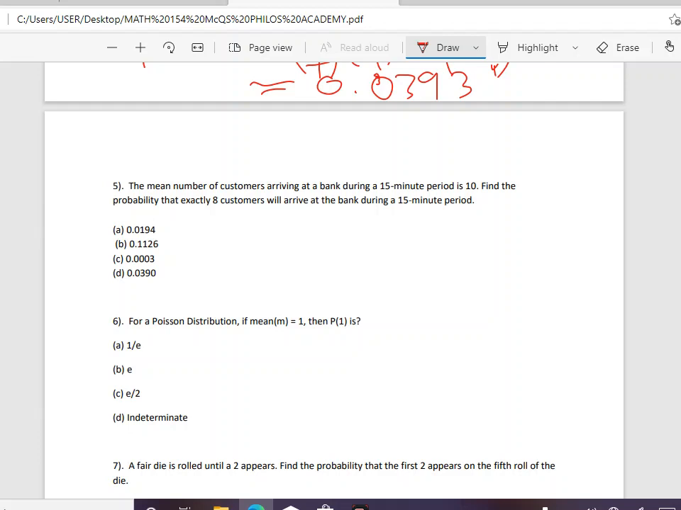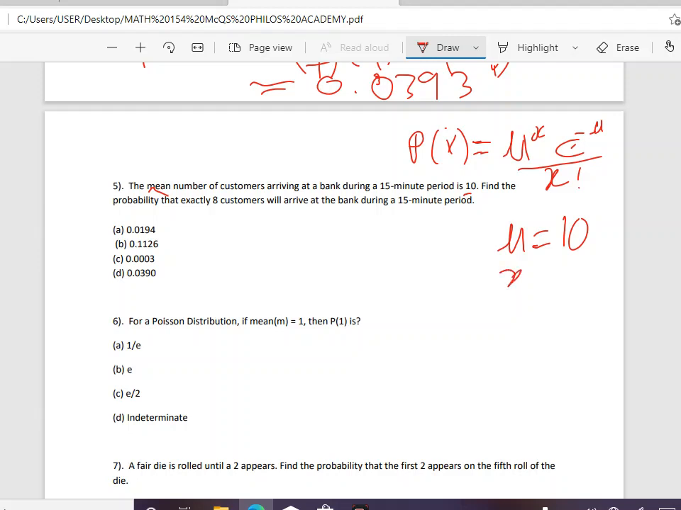And what does a Poisson formula say? The formula says mu exponent x times e exponent negative mu, all divided by x factorial, isn't it? Now, what is our mu over here? The question says the mean number of customers arriving at the bank during a 15-minute period is 10, meaning our mu is 10 within 15 minutes. In a 15-minute period, the mean is 10.